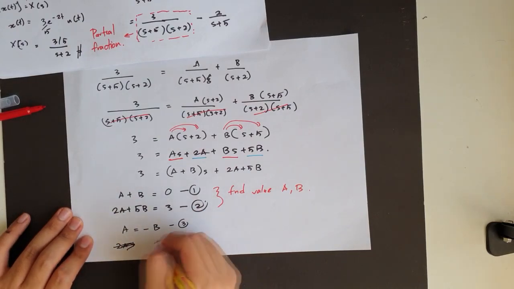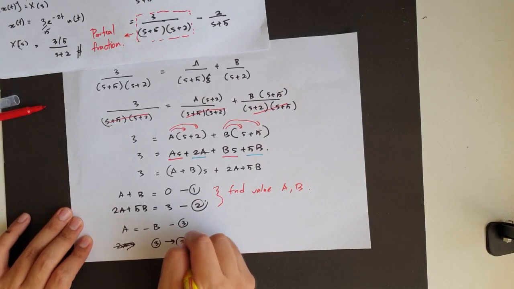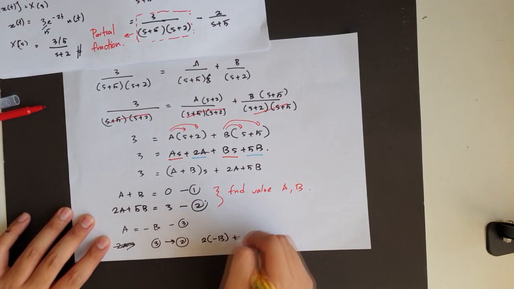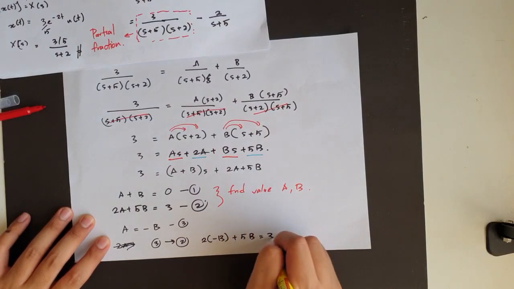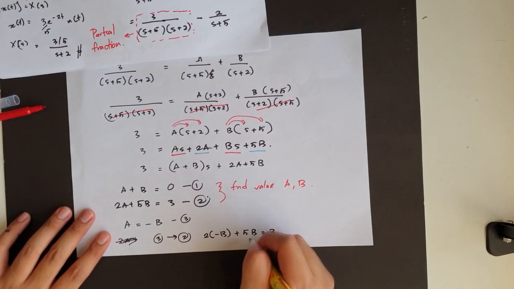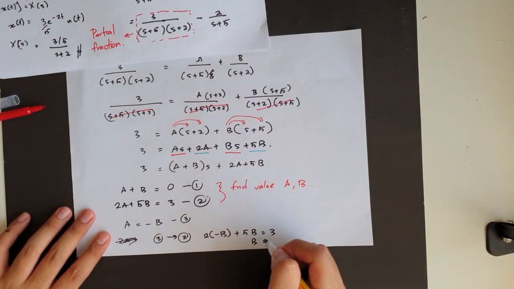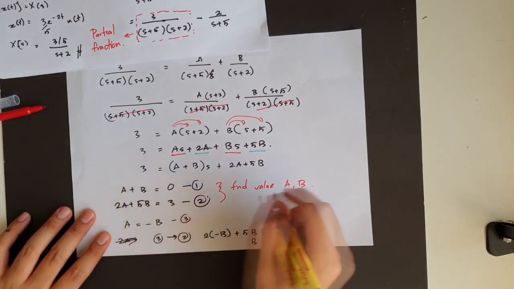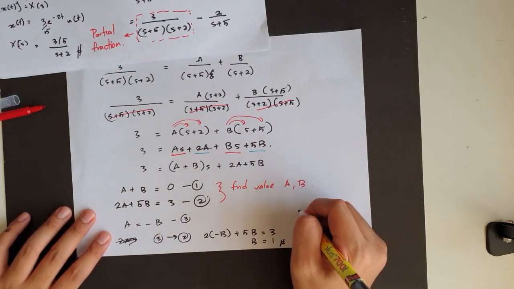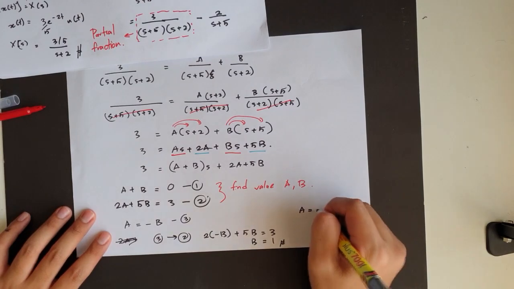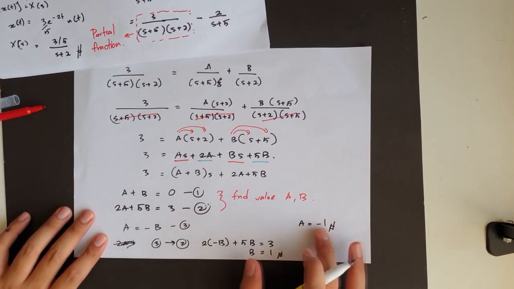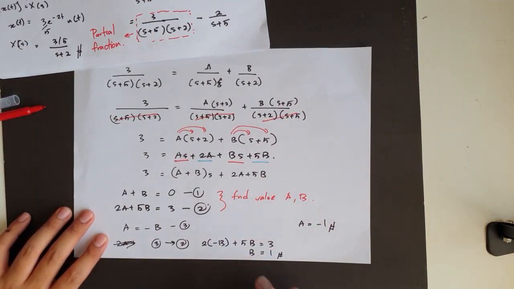So insert number 3 into number 2 here. So 2 times negative B plus 5B equal to 3. So B is equal to 1. And then we replace back into equation number 3, so the value of A is equal to negative 1. So we already get the values of A and B. A is negative 1, B is equal to 1.